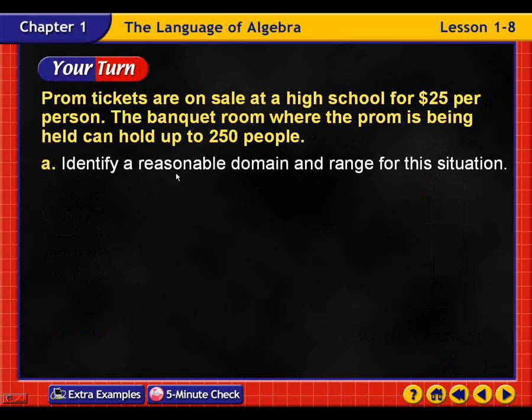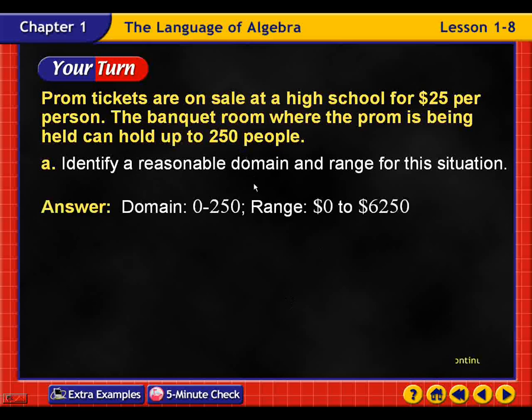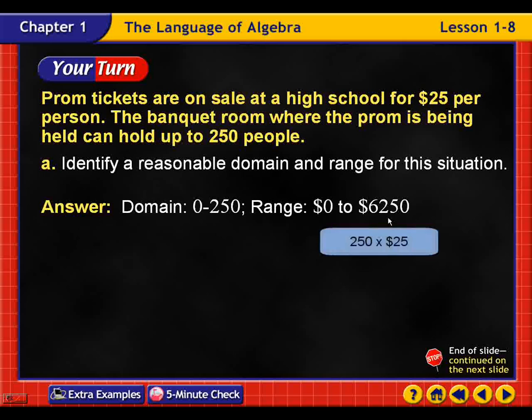Here's one that you can pause and try for yourself. It's a high school banquet, $25 per person for prom, up to 250 students. So 0 to 250 is the domain, and 0 to 6,250 is the range. Where do we get this number from? We multiplied the 250 students maximum times $25 per student.